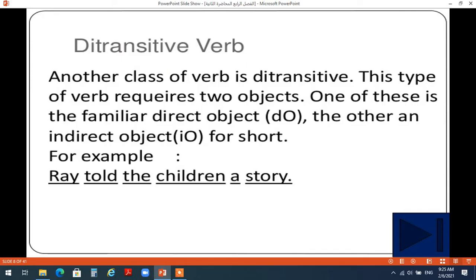For example, Ray told the children a story. So the verb told here is treated as a diatransitive verb because we have two objects in the sentence. The first object is the children, which is an indirect object, أي مفعول به غير مباشر, while a story is the second object, which is a direct object, وهو المفعول به المباشر. لذلك سنقول أن الفعل told في هذه الجملة يكون نوعه diatransitive verb.